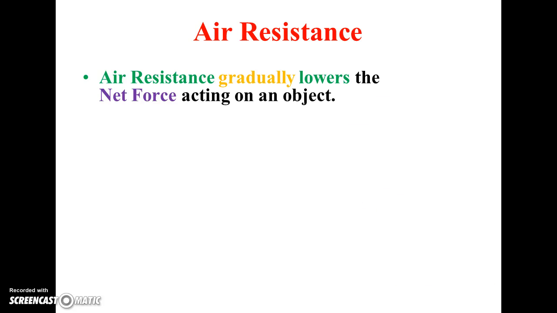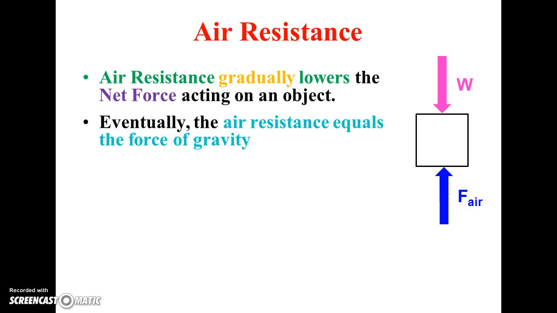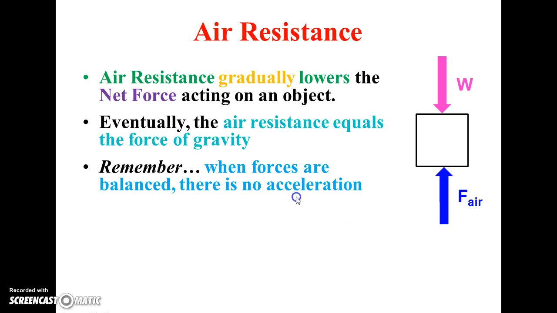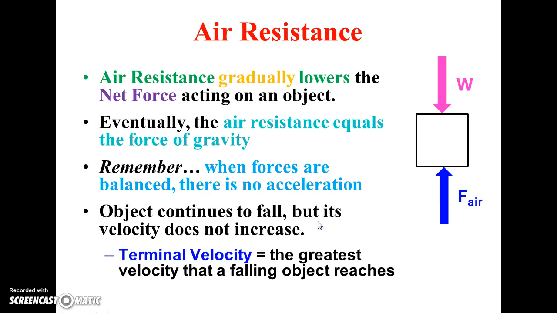So air resistance gradually lowers the net force that acts on an object. And eventually that air resistance is going to equal the force of gravity, and we're going to have balanced forces. Once we have balanced forces, there's no more acceleration. So the object is just going to continue to fall at a constant velocity. We call that terminal velocity, the greatest velocity that a falling object ever reaches.